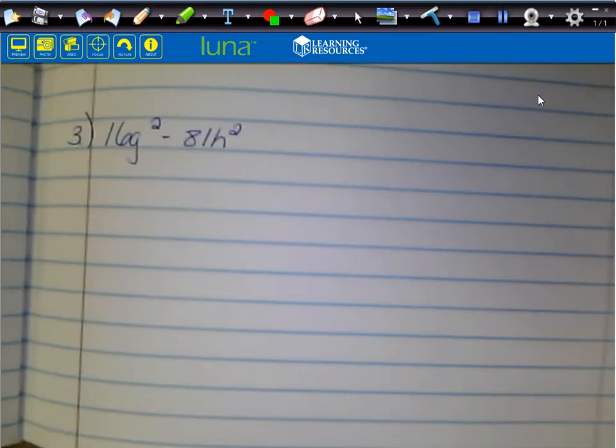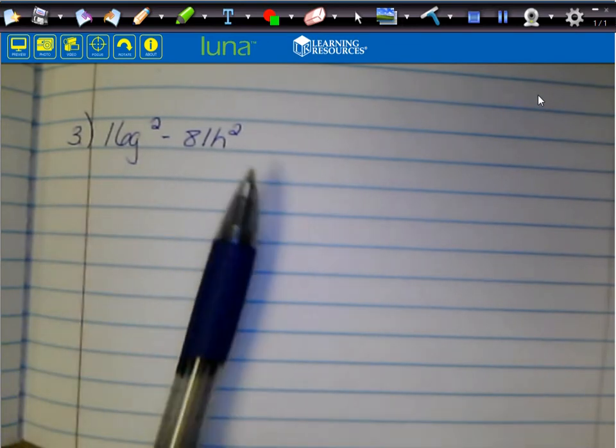Alright, go ahead and write down number 3. Number 3 says 16g squared minus 81h squared. So again, my first thing is I need to look for a GCF. So if I look at 16 and 81 on my factor sheet, the only thing that they have in common is a 1. So they don't have a GCF.